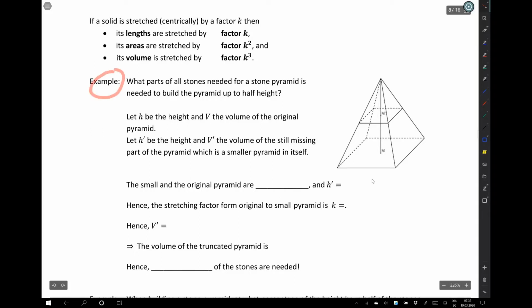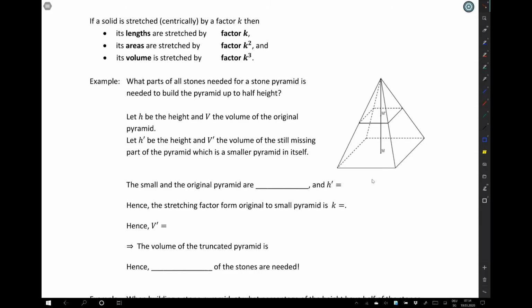Read this example here. We build a pyramid with stones, and the question is, what part of all the stones is needed to get up to half the height of the pyramid? So try a guess for yourself before you continue, and then in the end let's compare with what you guessed.